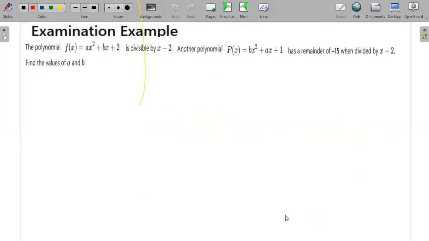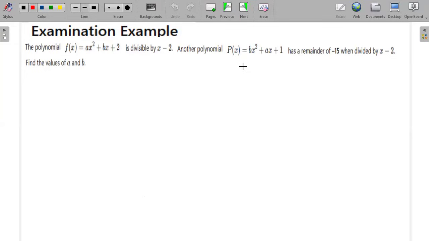So Chanda, you're writing on my board. Let me just cancel the annotations here. Disable annotations. Okay, so let's look at this last example in this class, which is an exam question.